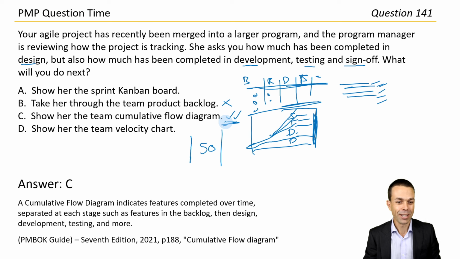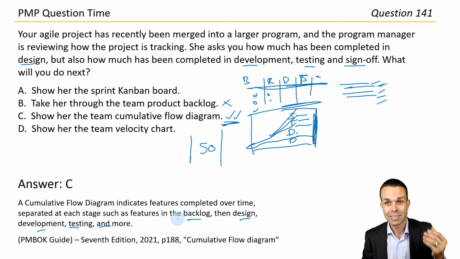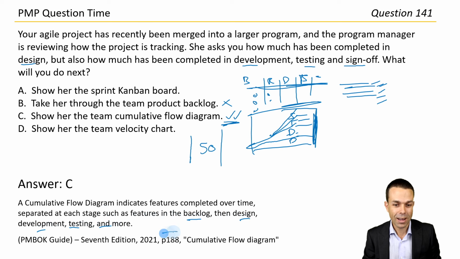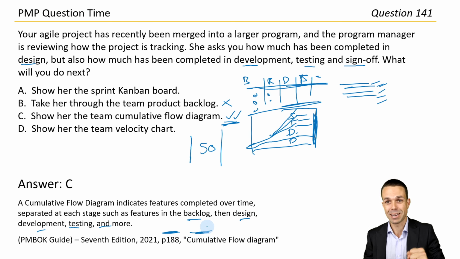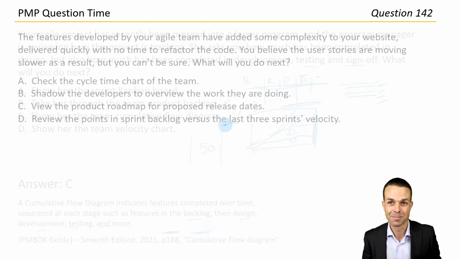All right, wonderful. A cumulative flow diagram indicates features completed over time, separated at each stage, such as features in the backlog, then design, development, testing, and more. PMBOK 7th edition, page 188 under cumulative flow diagram. Really getting into these diagrams and artifacts in the PMBOK Guide as well. So this is great. Obviously we're getting near the end of the book, so that's really good news. How did you guys go with that one? Let's see what we've got next.